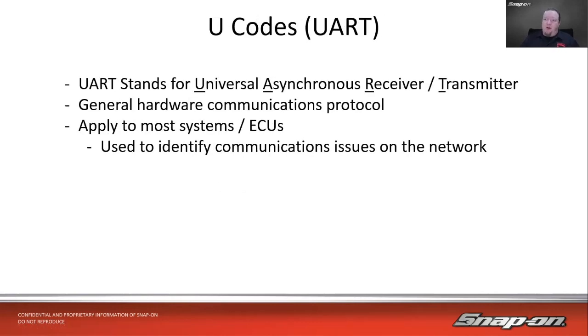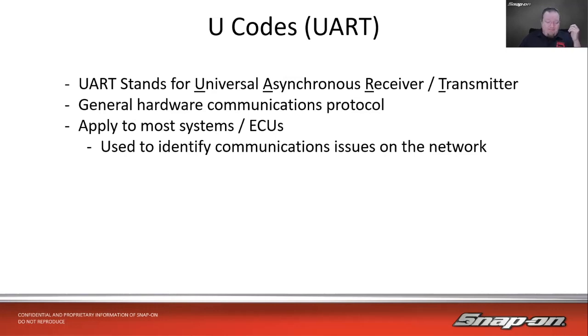And then we have our U codes, the UART. UART stands for Universal Asynchronous Receiver Transmitter. So it is a general communications protocol used in hardware, so ECUs. That'll apply to most systems on the vehicle. If there is a network issue somewhere on the vehicle, which can be a little more challenging to solve than some other things, it's going to help you identify communications issues on the network.